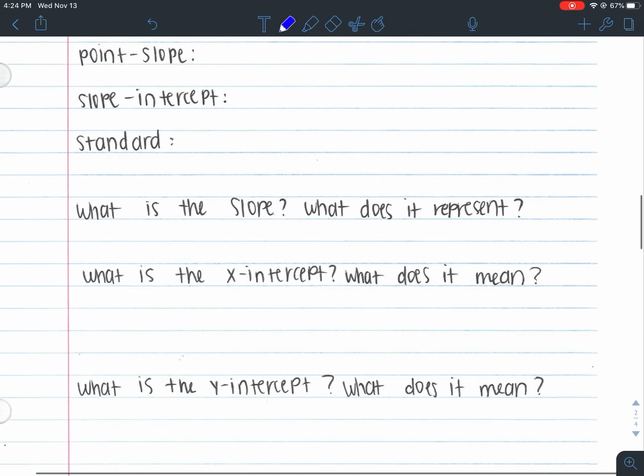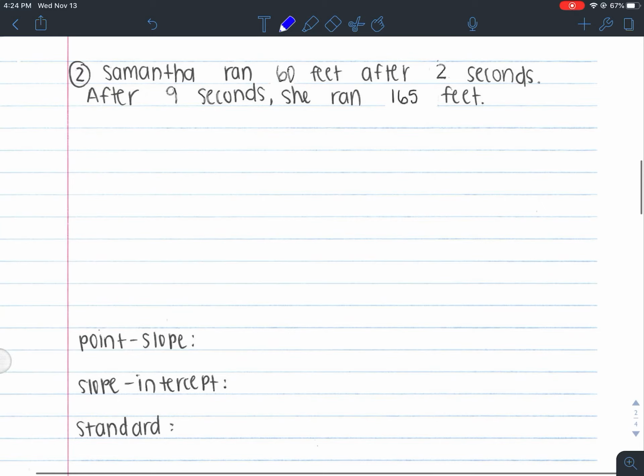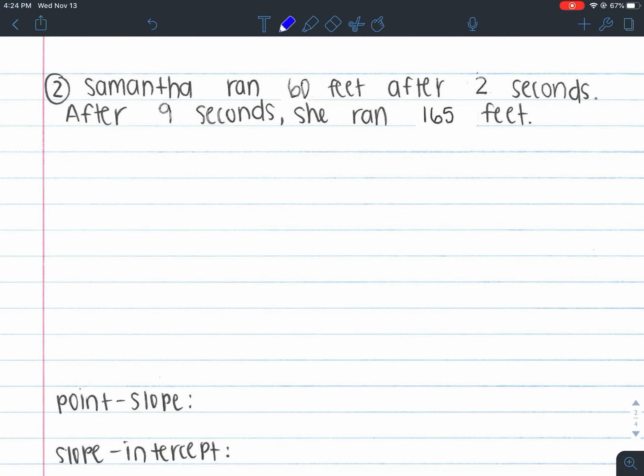So this is when our essential question is going to kick in, especially when we get to those last 3 problems. So Samantha has run 60 feet after 2 seconds. After 9 seconds, she has run 165 feet. So let's interpret what we have here. Do we have 2 points, or do we have a slope and a point?